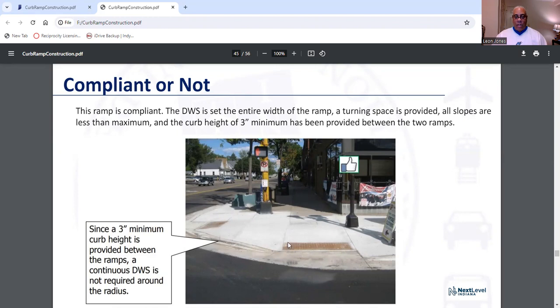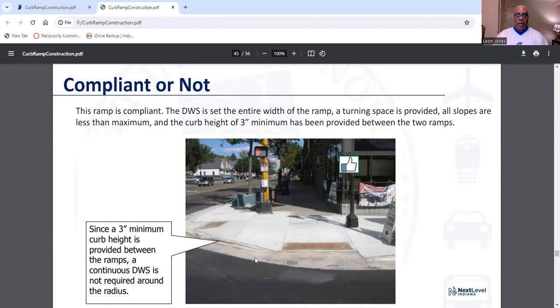This DWS covers the entire width of the sidewalk. And of course, you have turning spaces. So all your slopes are less than maximum, and your curb is your turning space right here.